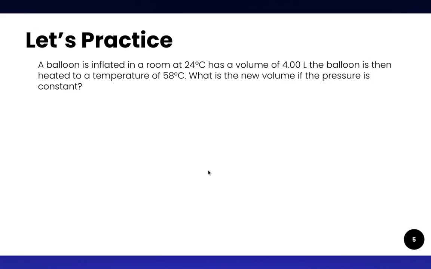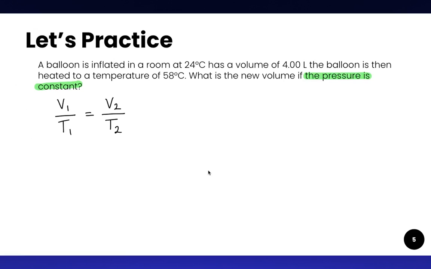A balloon is inflated in a room at 24 degrees Celsius and has a volume of 4.00 liters. The balloon is then heated to a temperature of 58 degrees Celsius. What is the new volume if the pressure is constant? The first thing to pick out of this story problem is that the pressure is constant. That clues you in that you can use Charles's law for this calculation. One of the biggest parts of these gas law problems is identifying which equation you need to use. So just remember that constant pressure means Charles's law.